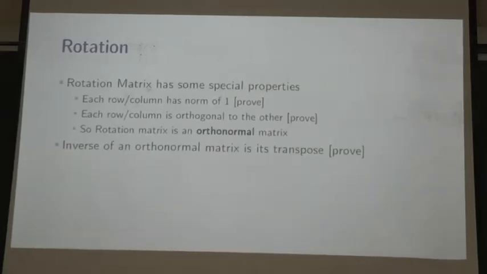Now the rotation matrix is actually an interesting matrix, and we'll have to deal with it a lot in this course. So we will study it. It has some special properties as a matrix. It's not like any arbitrary matrix. It has some special properties. Number one, each row and column has an L2 norm of 1, that is, length of 1.